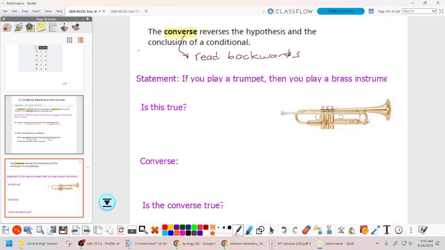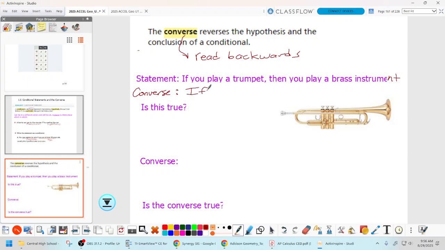Now, you kind of have to adjust the wording a little bit. It's not like you can directly read it backwards, but that's the idea of it. So if you play a trumpet, then you play a brass instrument. First of all, is that true? Yes, it's a brass instrument. Okay, so going backwards, the converse, how would it sound?